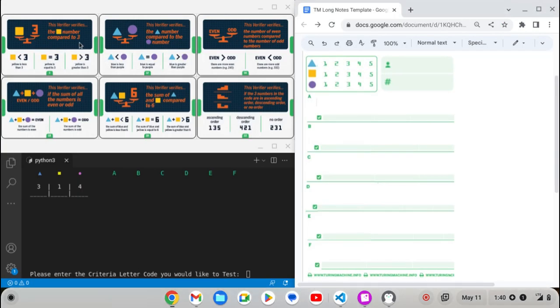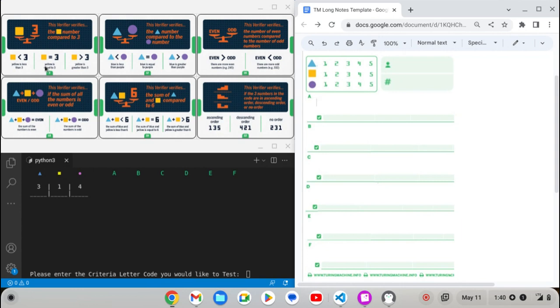So in our grid here, we have our criteria cards. The top row has criteria A, followed by criteria B, and then C. And the bottom row has criteria D, criteria E, and F. Let's look at what each one will be asking of us.